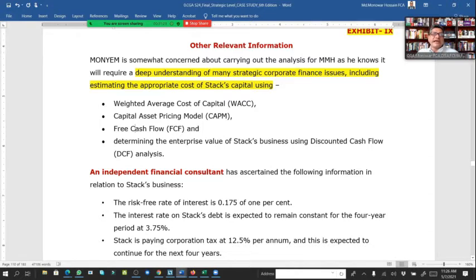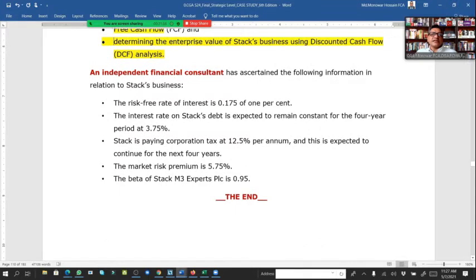So free cash flow is when you have commitments for fixed assets and other expenses. If that commitment is deducted from the cash flow, it is called the free cash flow. So there is no obligation on that cash, and it is called the free cash flow. So free cash flow is used in determining the enterprise value of the business using DCF, discounted cash flow analysis. And the last is that an independent financial consultant has ascertained the following information in relation to the tax business.